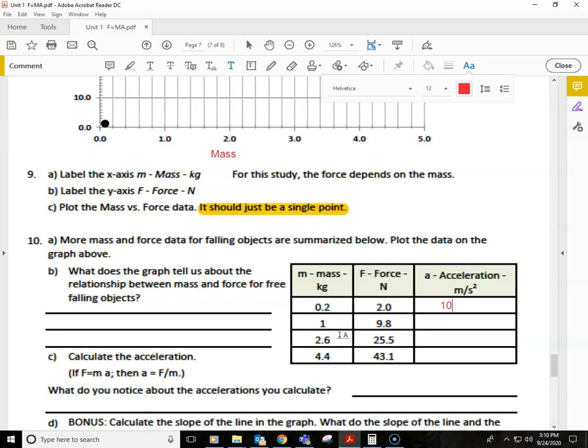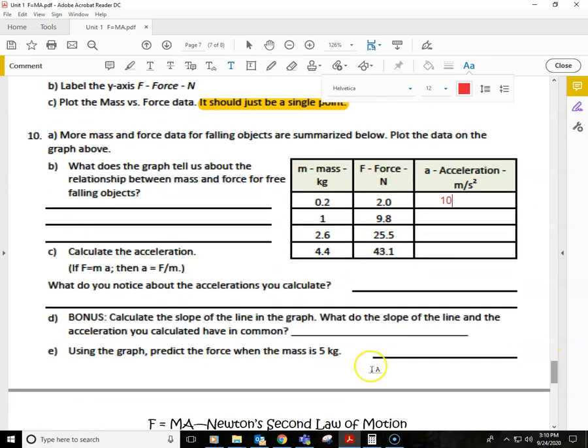So you're going to fill that table in. There are some questions for you to answer. Oh, check it out. You have a bonus for extra credit. But it looks to me like E is not a bonus. They want you to predict the force when the mass is 5 kilograms. How would you make a prediction?